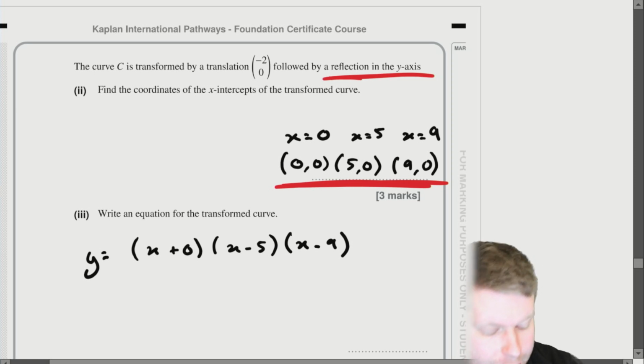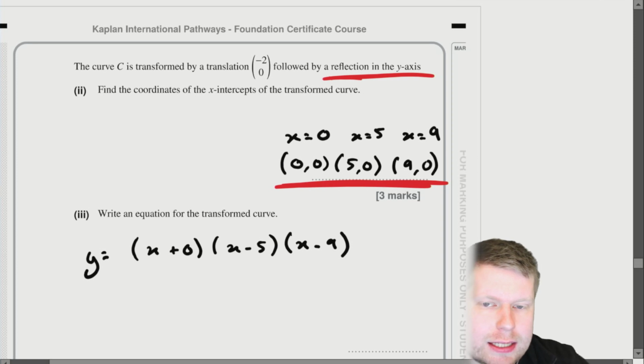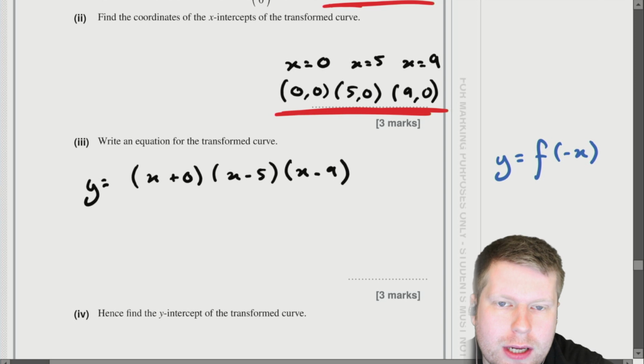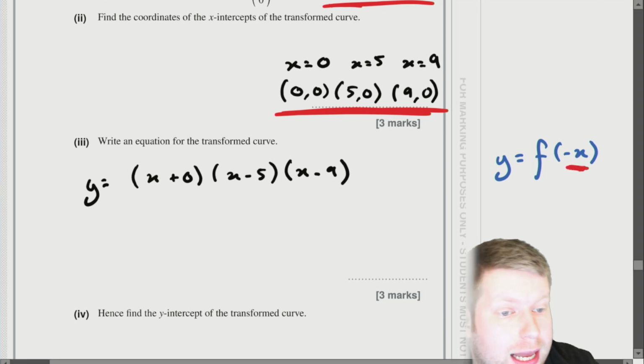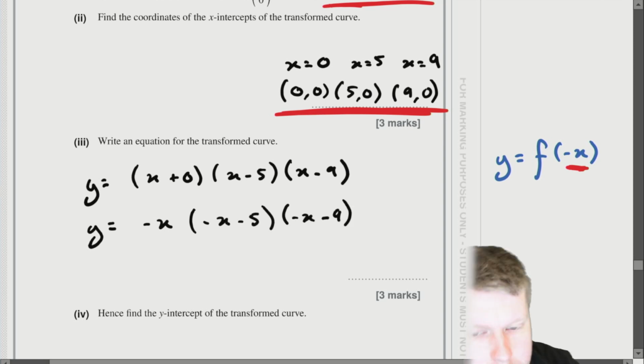However, we just need to be a little bit careful because we need this reflection in the y-axis. So remember, reflection in the y-axis means that I'm going to change my x value because in f of x notation, I'm going to have y is equal to f of negative x. That corresponds to a reflection in the y-axis. So as a result, what I'm going to have to do is change my x's to be negative, and it's as simple as that. So I'm going to have y is equal to negative x plus 0. I'm just going to write that as negative x, then negative x minus 5, and then negative x minus 9, and that's going to be your final answer.